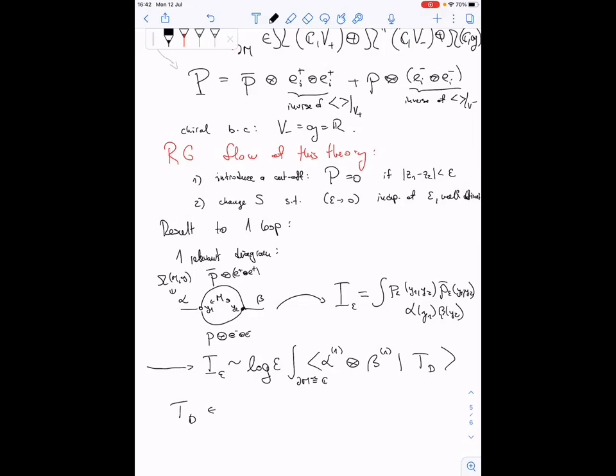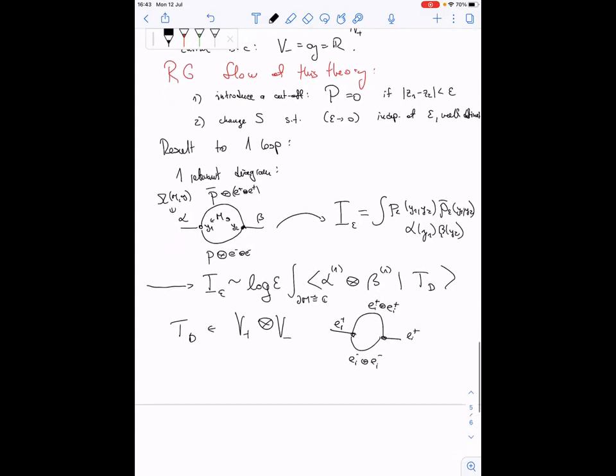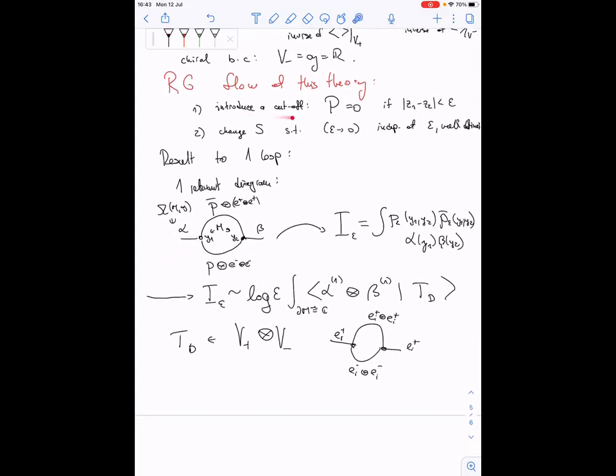So TD is an element of V plus tensor V minus, and it is given exactly by this diagram in Lie algebras. So okay, this was the cutoff part of the renormalization, and now one needs to look if there are some nice counter terms which can remove this logarithmic divergence, and there are.